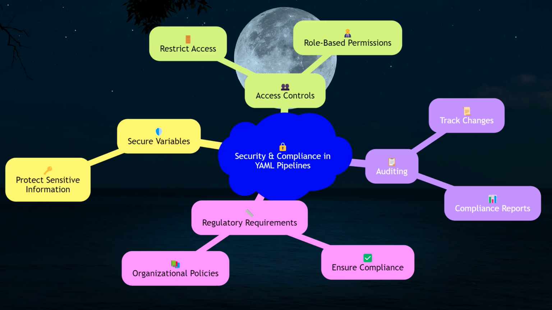Security and compliance are critical considerations in any pipeline. YAML pipelines support various features to help you secure your pipeline and ensure compliance with organizational policies. This includes support for secure variables, access controls, and auditing. By using these features, you can help protect sensitive information and ensure that your pipeline meets regulatory requirements.